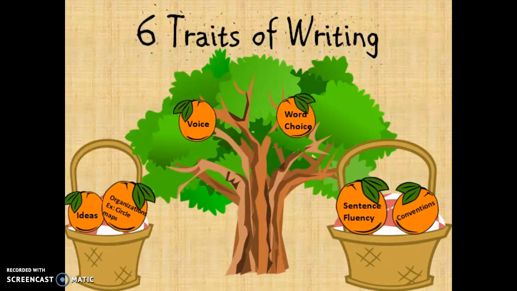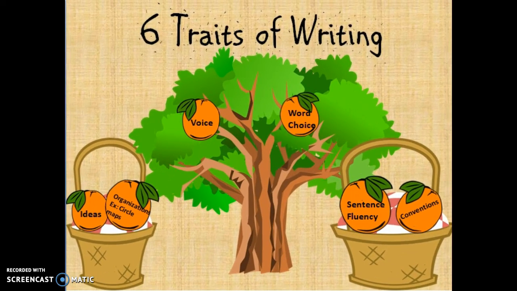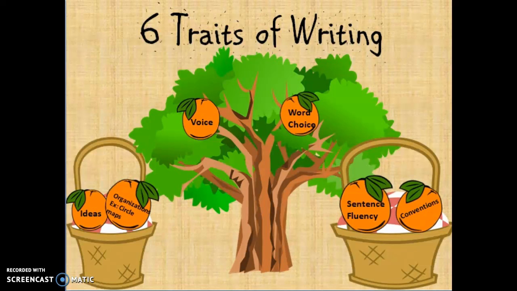And the last thing we're going to go over is the 6 traits of writing. It's ideas, organization, voice, word choice, sentence fluency, and conventions. Ideas basically means brainstorming or coming up with thoughts or topics for the student to write about. Organization is circle maps or any organized forms like bubble maps or double bubbles, just to get the student to compare and get an idea of what they are writing about.